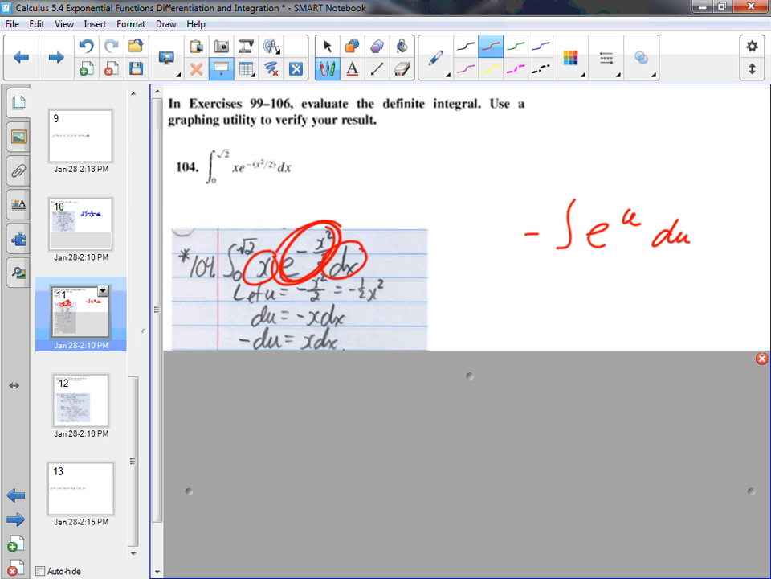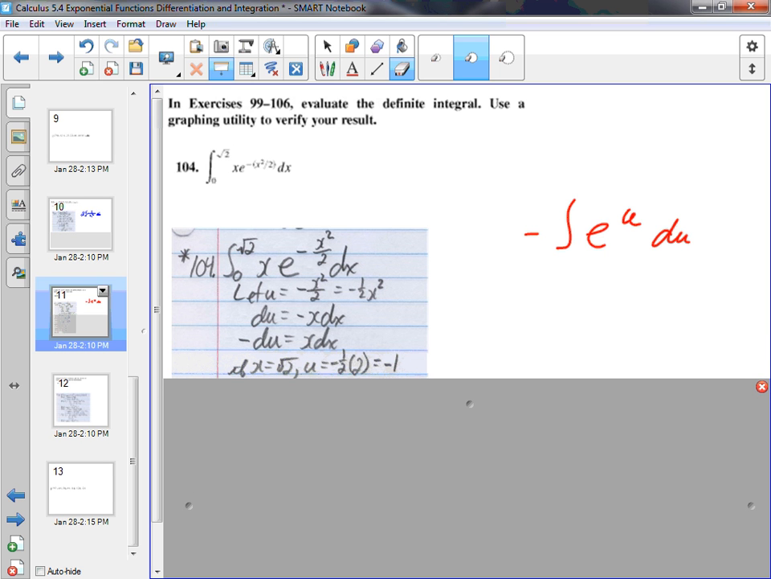We got to change our limits of integration, though, because our limits of integration are x coordinates. We've changed everything to u, so we got to change them to u coordinates. So if x equals the square root of 2, because that's our upper limit of integration, what does u equal? Well, it equals negative 1/2 times the square root of 2 squared. Well, the square root of 2 squared is 2. Negative 1/2 times 2 is negative 1. All right, that's not so bad.